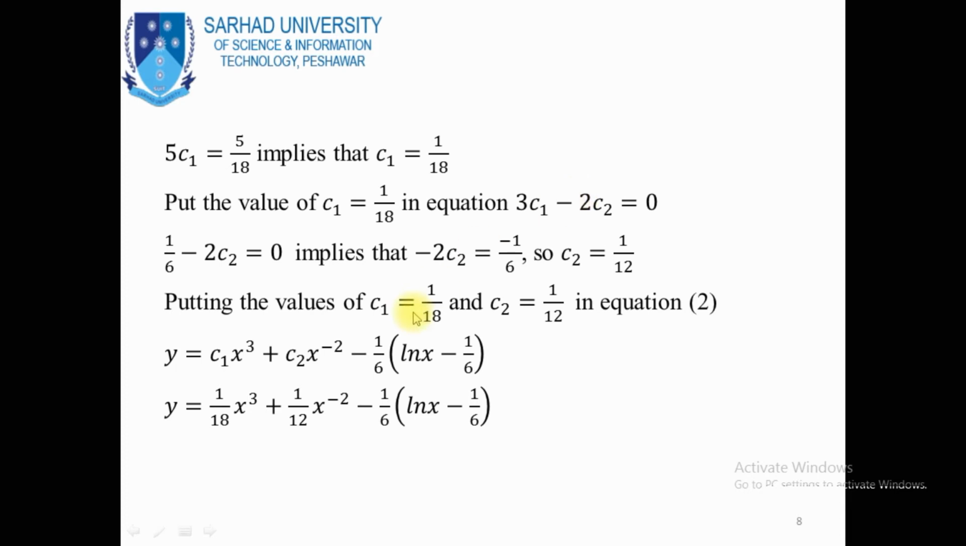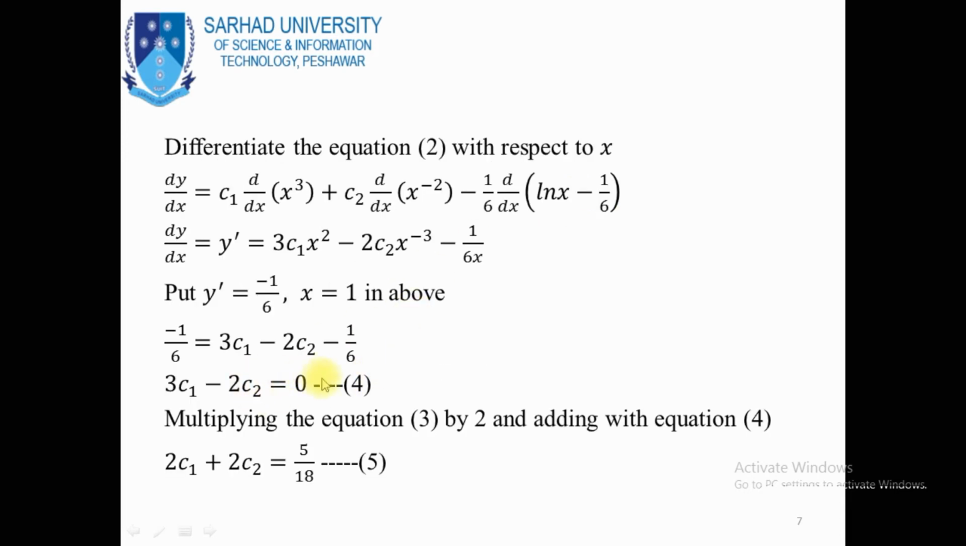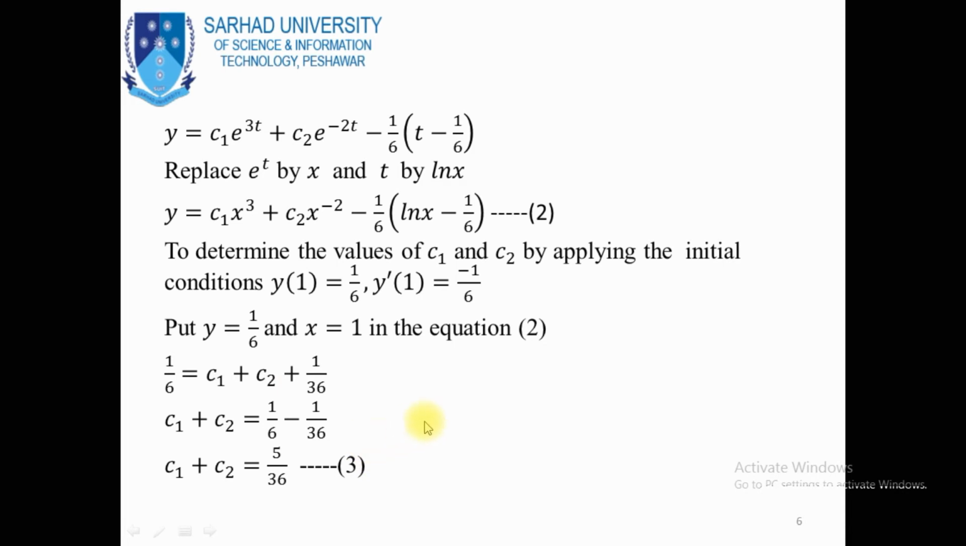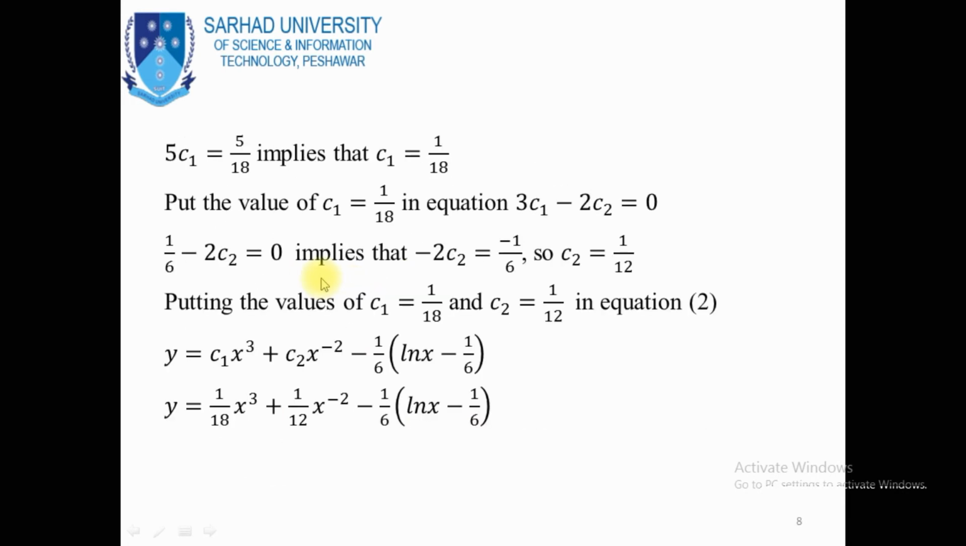You see over here, this is equation number 4. Putting the value of c1 in this equation number 4, and we can also put the value of c1 into equation number 3. So in any equation, putting the value of c1, we obtain the value of c2. You see over here, 1 over 6 minus 2c2 is equal to 0, which implies that minus 2c2 is equal to minus 1 over 6. And now dividing both sides by minus 2, we obtain c2 is equal to 1 over 12.